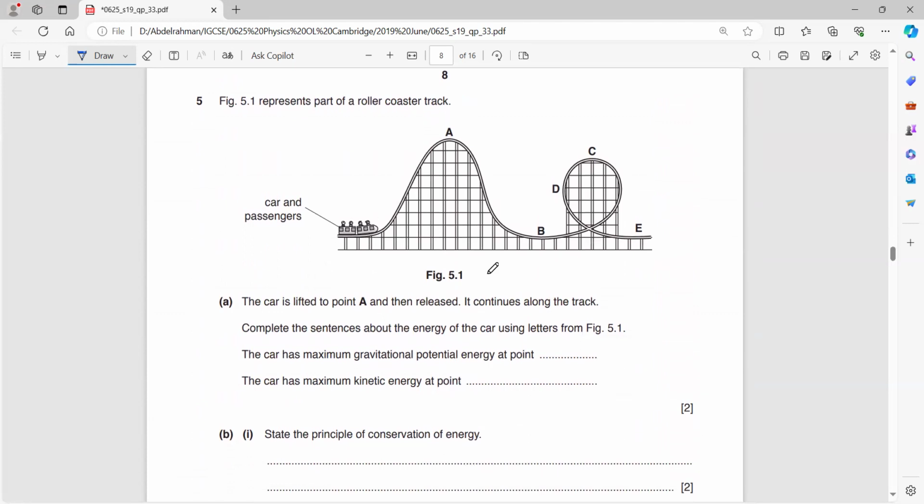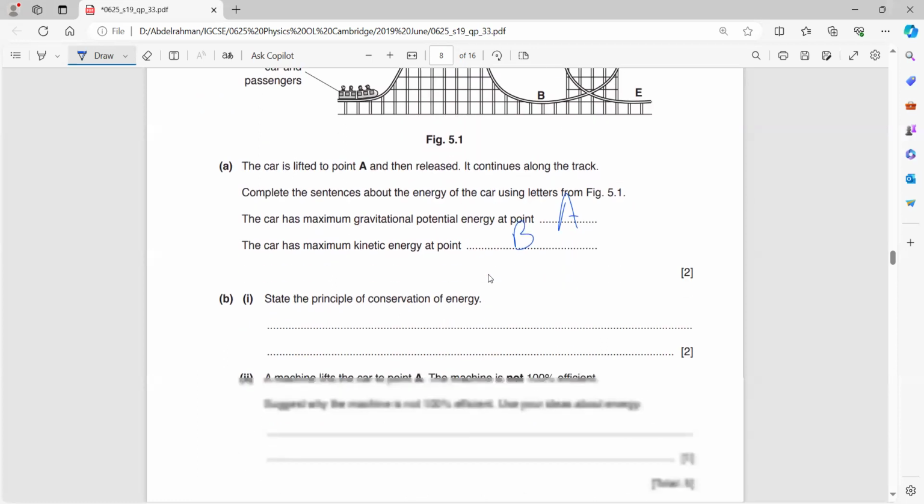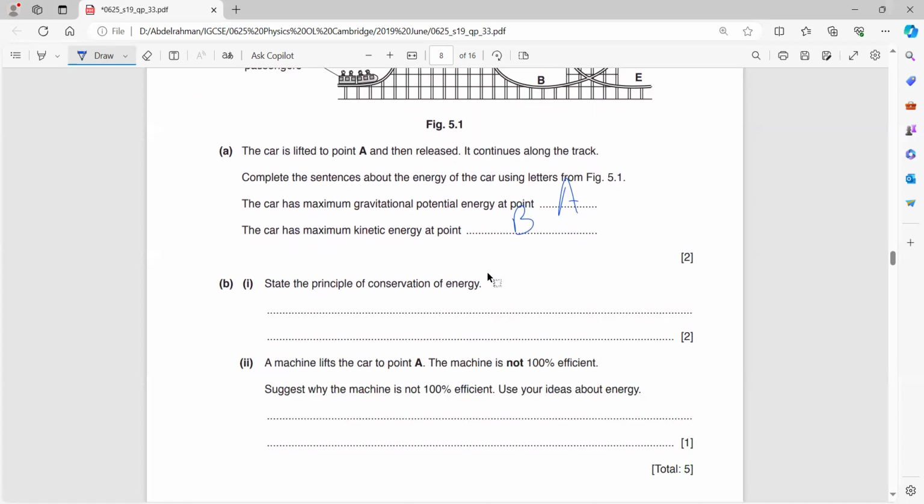I have a roller coaster. Car A is lifted to point A and then released. Complete the sentences. The car has the maximum gravitational potential energy at which point? A, exactly. Maximum gravitational energy, the highest point above the ground, was at point A. The car has maximum kinetic energy at which point? At B. B, exactly. Bravo.